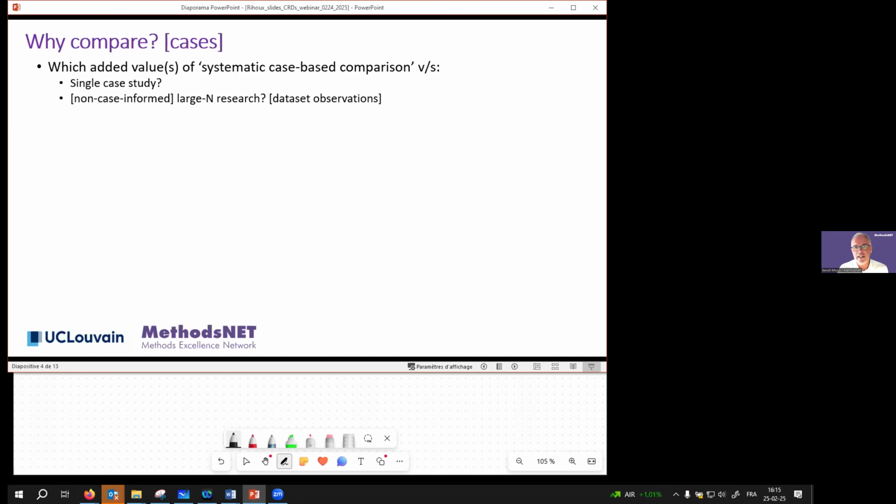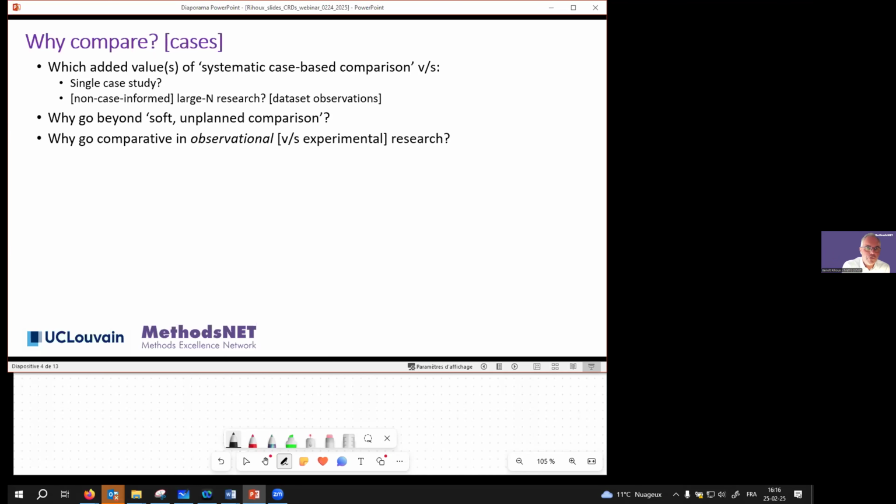What does it bring in addition to what I call non-case informed large N research that produce large matrices, like for instance a big survey database where you have 1,500 respondents and 45 variables. It's a matrix with data lines, what I call data set observations. These are not cases. Cases require some richer, let's say, evidence in a way.